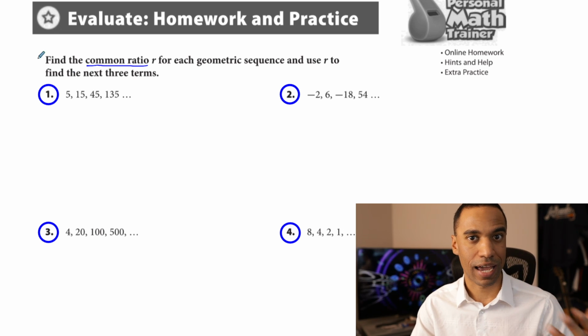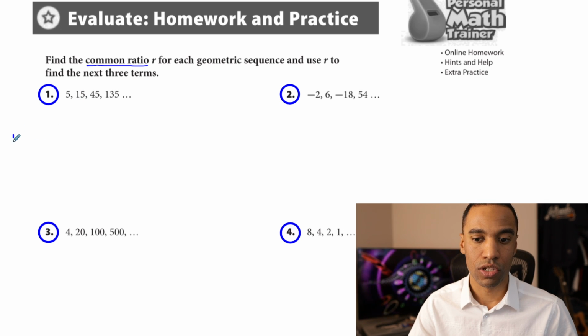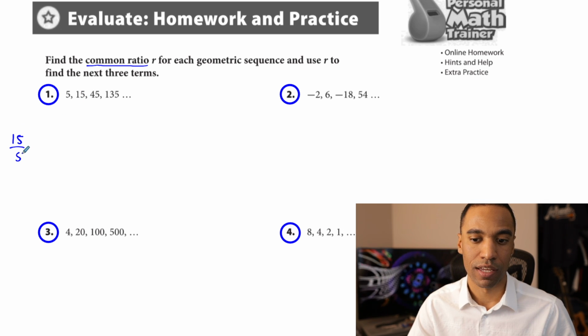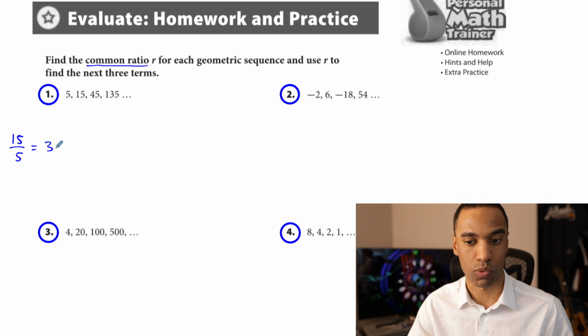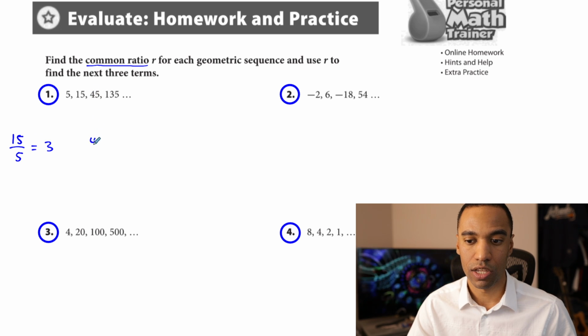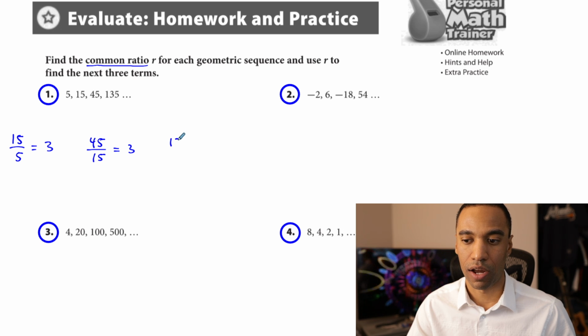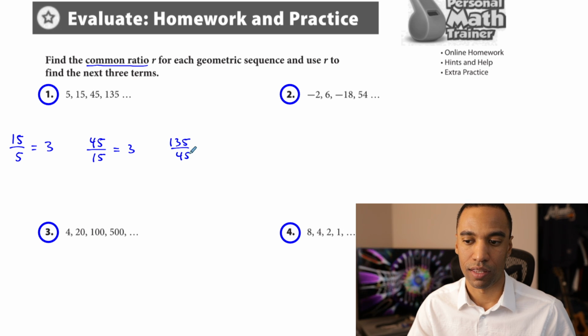In this book, they kind of just show and they say, hey, do 15 divided by 5 to figure that number out. And listen, this is perfect. This is what you do. 15 divided by 5, that's 3. Double check that or just do it again. 45 divided by 15, that's 3. 135 divided by 45, that's 3.